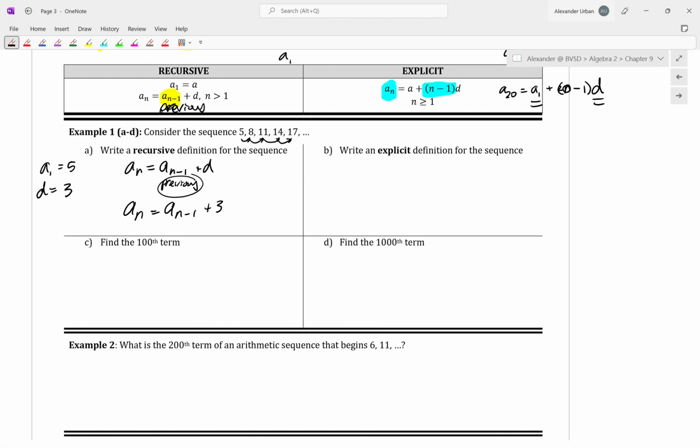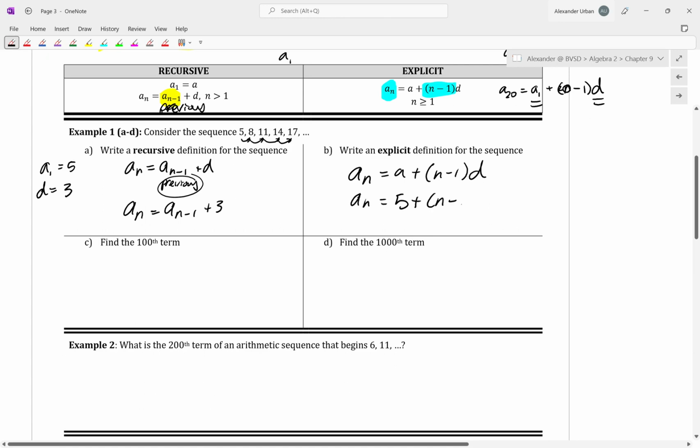Now we're going to write the explicit definition. In this case, a sub n is equal to a sub 1 plus n minus 1 times d. So all I'm going to do is replace the first term with 5, and then n minus 1 times 3. This can also be rewritten as 5 plus 3 times n minus 1, or 3 times n minus 1 plus 5. However you want to think about it, it's perfectly fine.